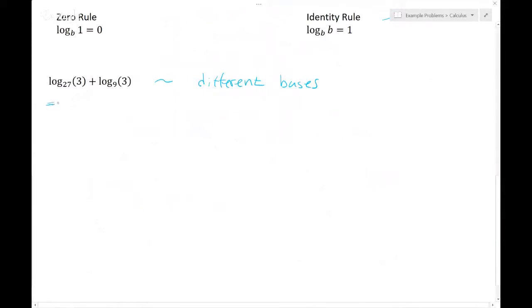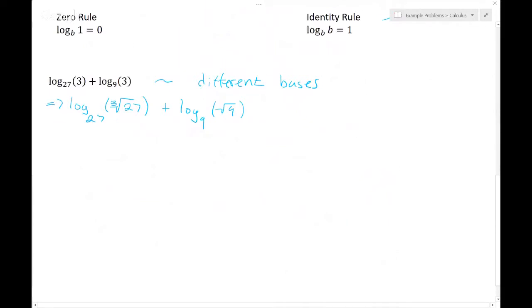So if we rewrite this, we know that 3 is not necessarily a multiple, but one of the roots of 27. And so we can rewrite that as log base 27 of cube root of 27, since 3 is equivalent to the cube root of 27, plus log base 9 of the square root of 9, since 3 is the square root of 9.